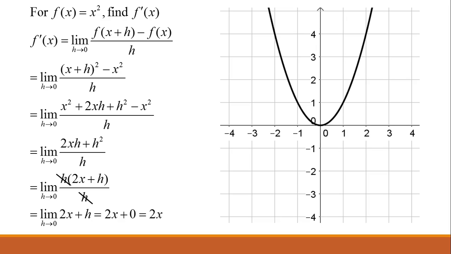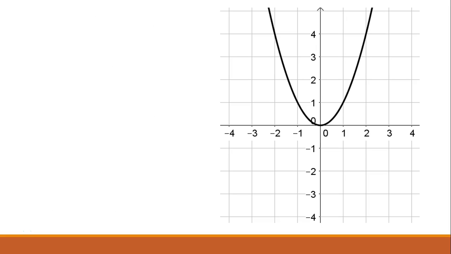Our function is f of x equals x squared, so it's this parabola. And we've just said f prime of x is equal to 2x. You can think of that as a formula for giving the slope of the tangent line to this curve at any point on the curve. If we know the x-coordinate of our point of tangency, we can figure out the slope of that tangent line.